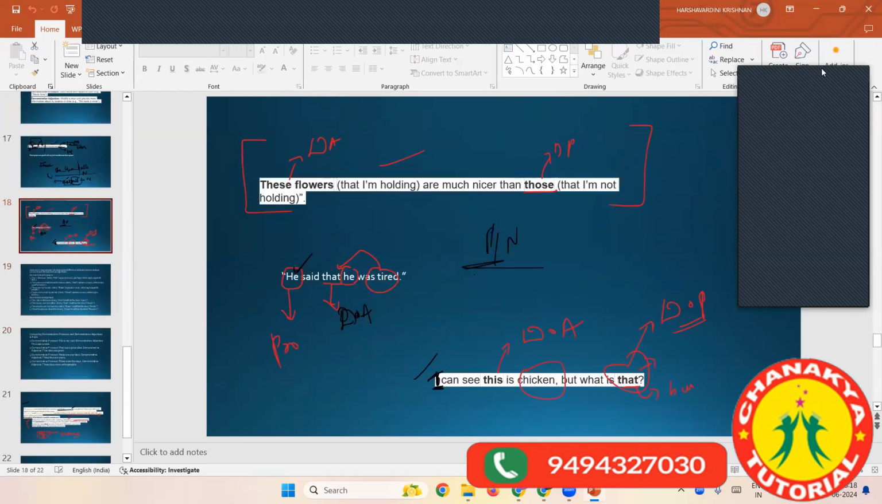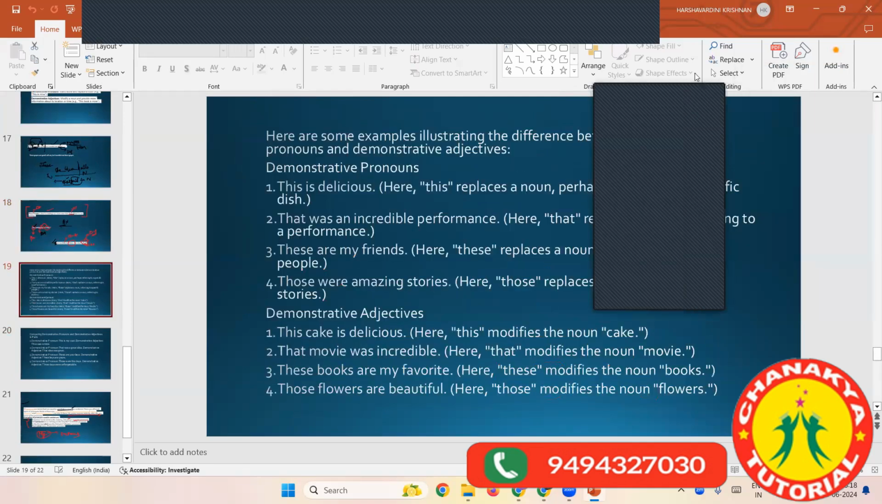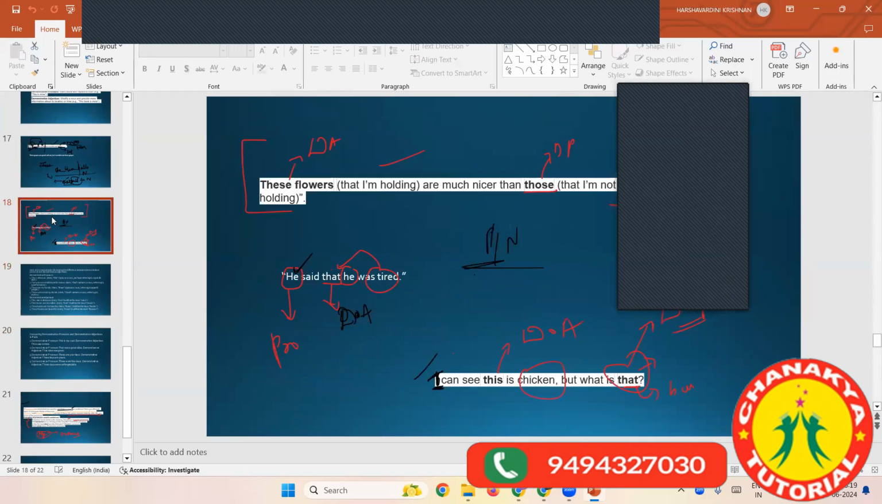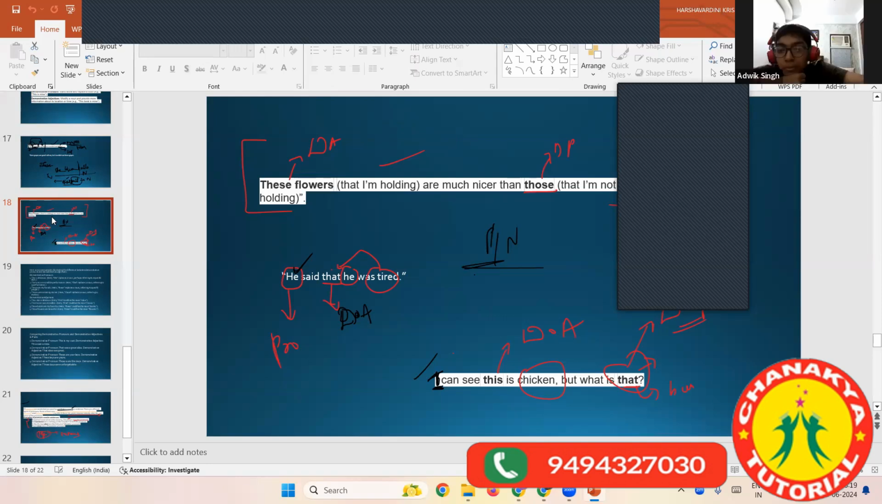Okay, so today we'll be talking about something called demonstrative pronouns and demonstrative adjectives. Have you ever come across demonstrative pronouns and demonstrative adjectives? No, ma'am. So before going to that, I will ask you what is an adjective and what is a pronoun?